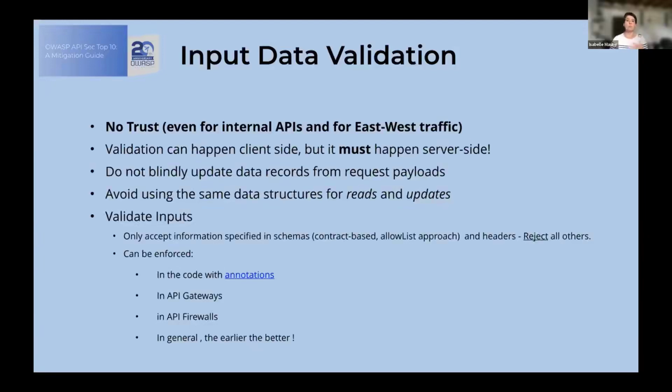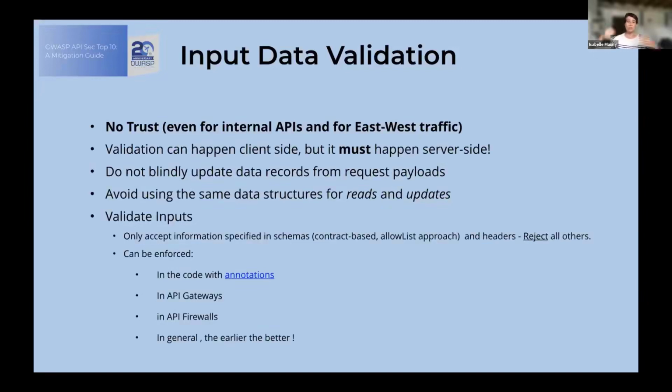So we really have to validate what is this request that comes my way, what does it want to do, okay? And in general, just to make it easier, we also have the same data structures for the reads and the updates.